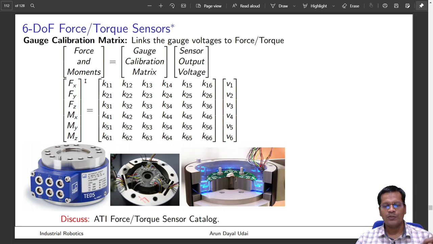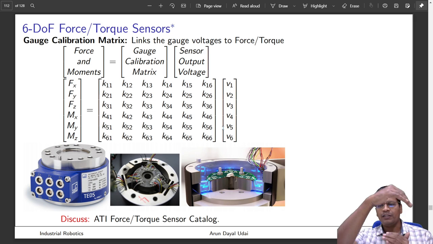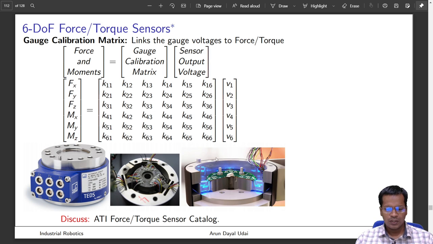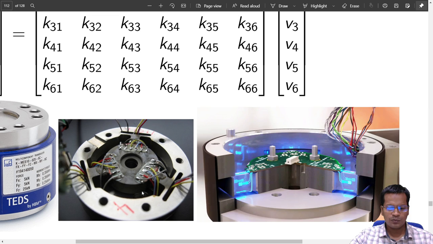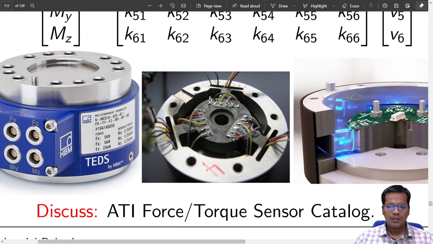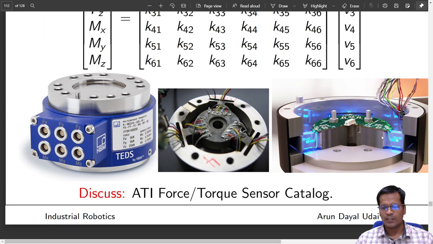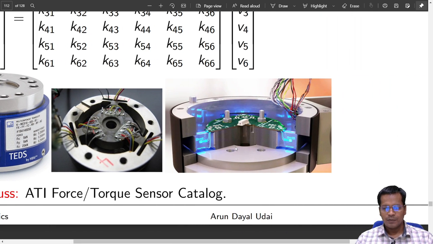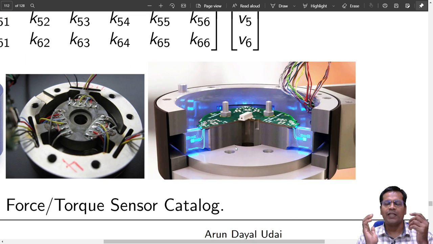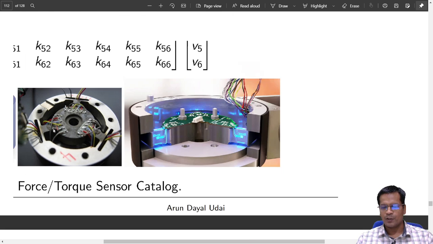But if you see a set of voltages from six independent strain gauges attached to a structure like this, you have a load cell here, a load cell here, a load cell here. You may have as many as six different load cells, because you need six load cells to detect six quantities, three forces and three moments. So they are constructed like this with elements fitted at different pre-planned locations.